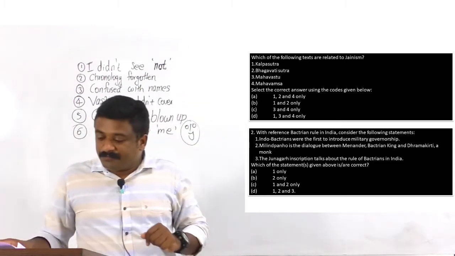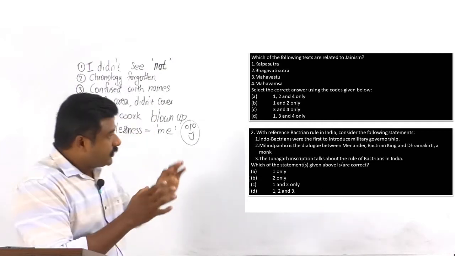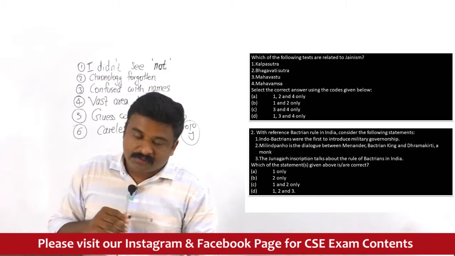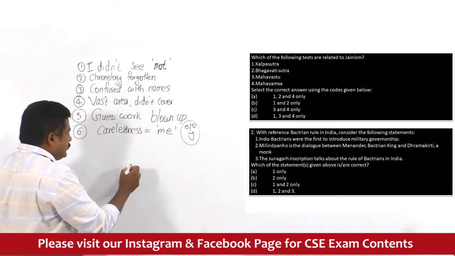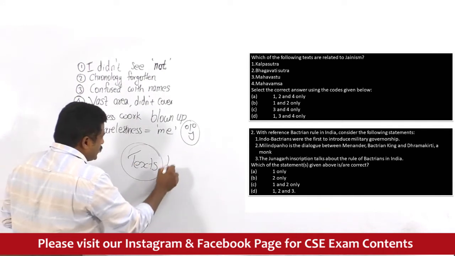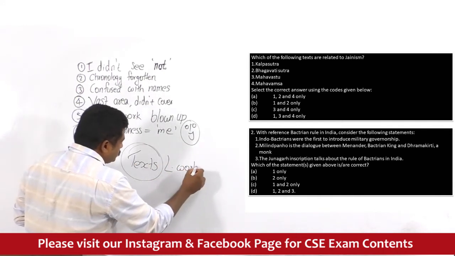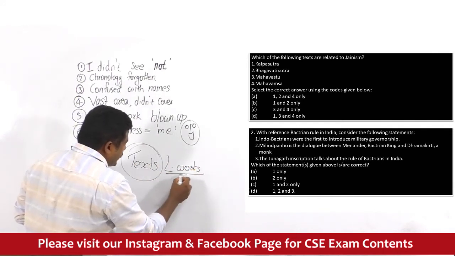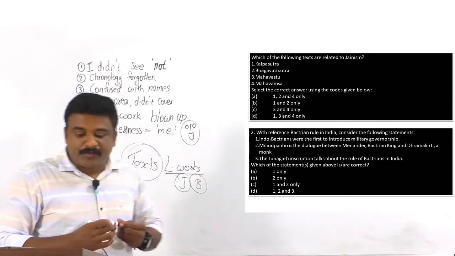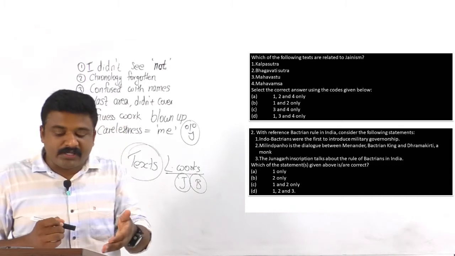Okay, let us start now. The first question here is, which of the following texts are related to Jainism? So here, the texts or the literary works related to Jainism and Buddhism are very important for you. A favorite area for UPSC. Now here you can apply your guess.